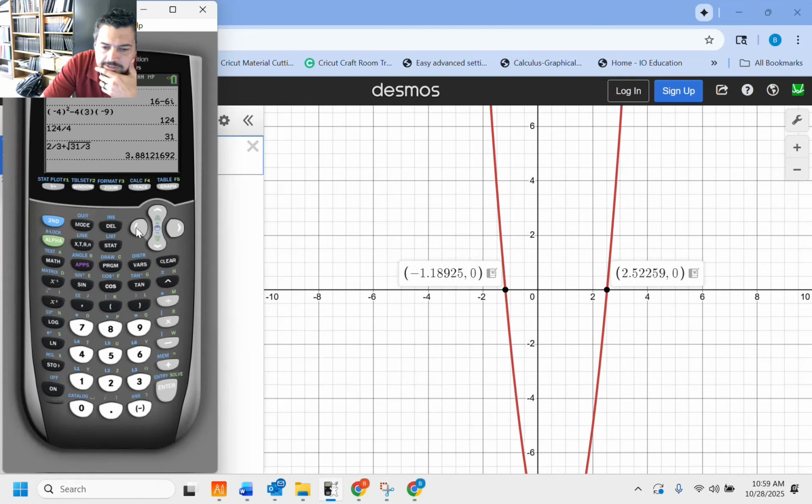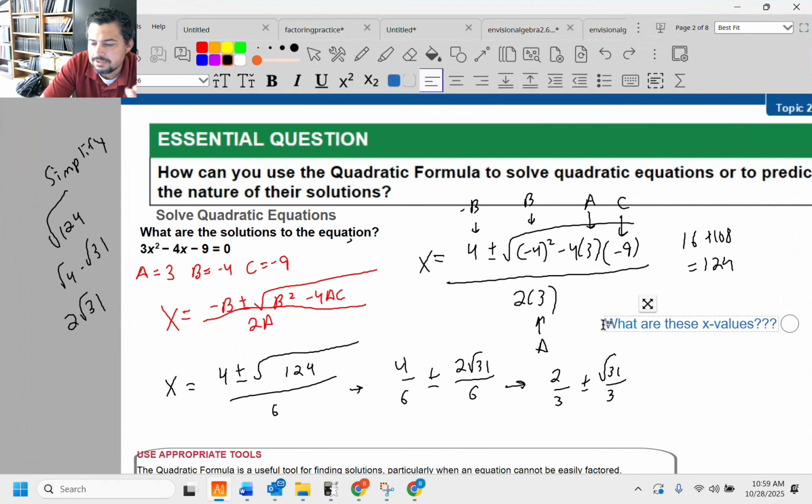Did you catch the mistake? Because I see it plain as day. I did not hit the arrow out key, did I? There we go, 2.52259. So these solutions are nothing more than x-intercepts.